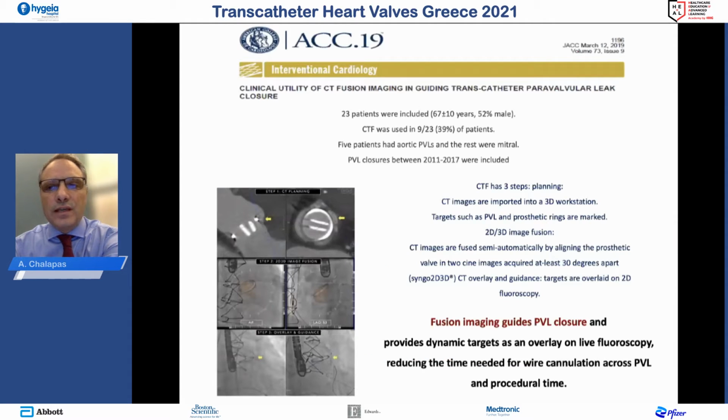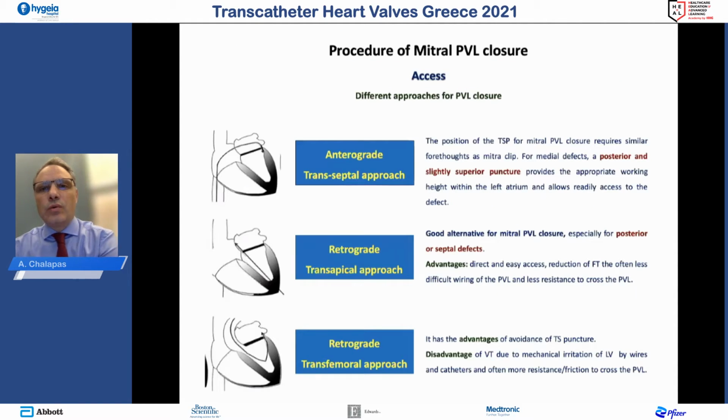Fusion techniques can be useful during the procedure, giving us dynamic information that can help us proceed with a wire cannulation across the PVL. The most commonly used approaches are the transseptal approach and the retrograde approach. We have to be very careful during the puncture of the septum. We have to go posterior and slightly superior so as to have enough space for working inside the left atrium.